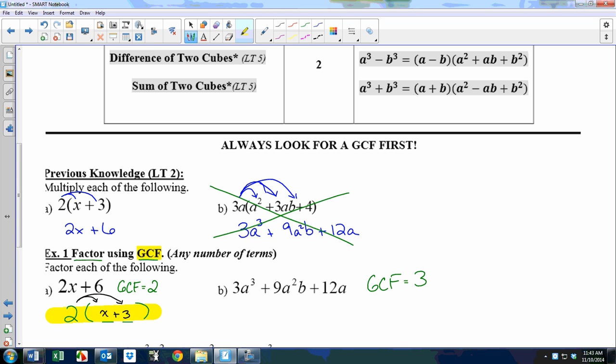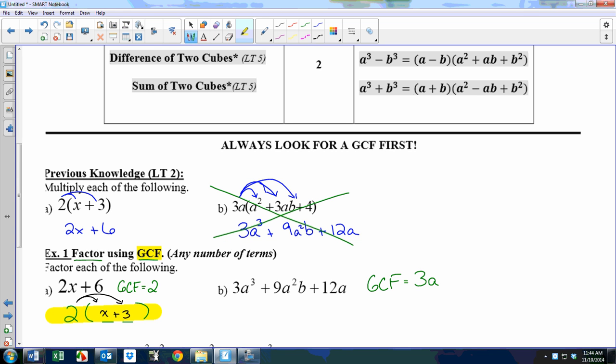Now look at the letters one at a time. Do they all share an a? So all three terms, yes, 3a cubed, 9a squared b, and 12a, they all have an a. Do they all have two a's? They don't have two a's, so they have a GCF of 3a so far. What about b? Do they all share a b? No. So the GCF is 3a.